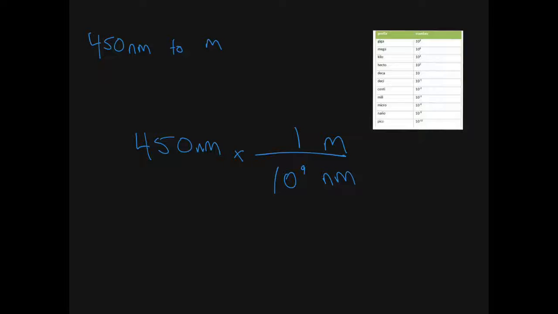And this kind of makes sense, right? Because nanometers are super, super tiny, so it makes sense that there's a ton of them in 1 meter. So after we put this in our calculator, we get an answer of 4.5 times 10 to the negative 7 meters. Now we know our answer is in meters here because our nanometers cancel out and leaves us with just meters.